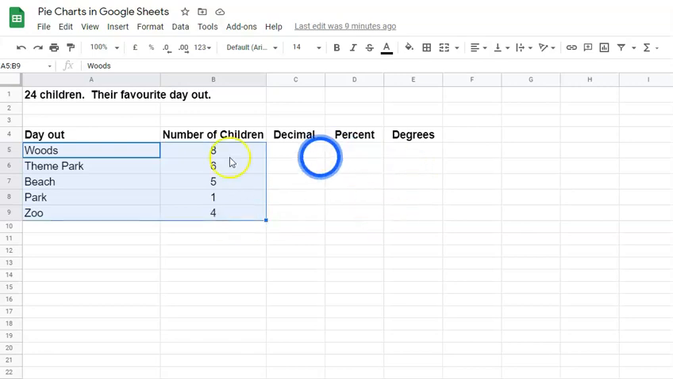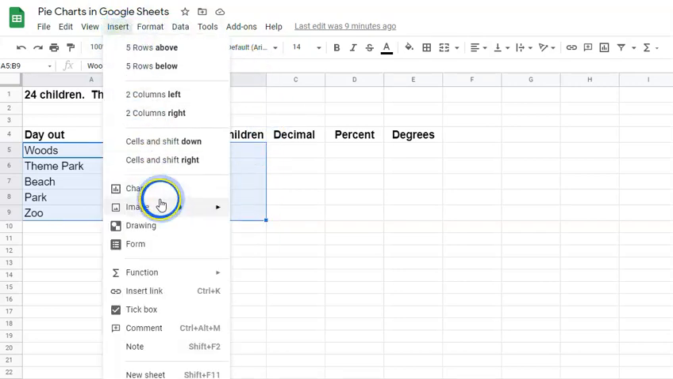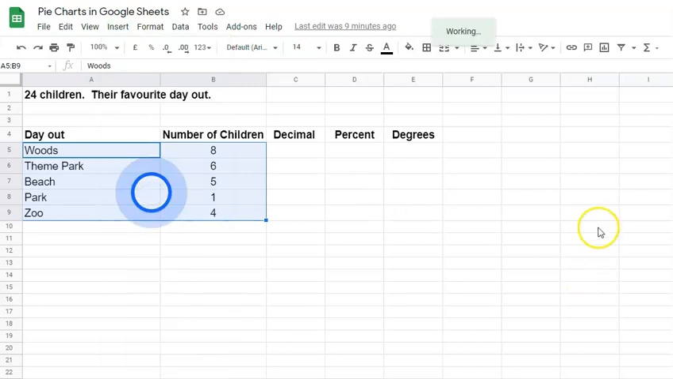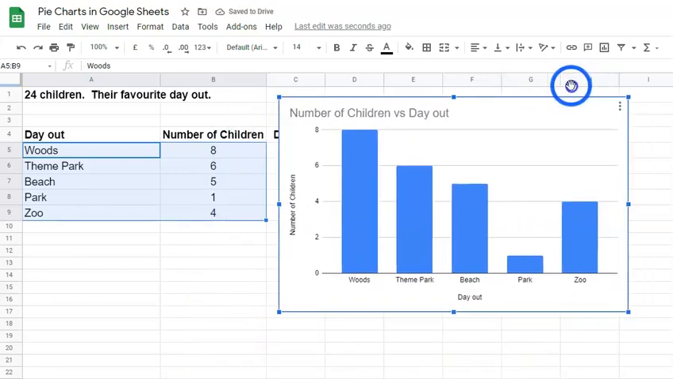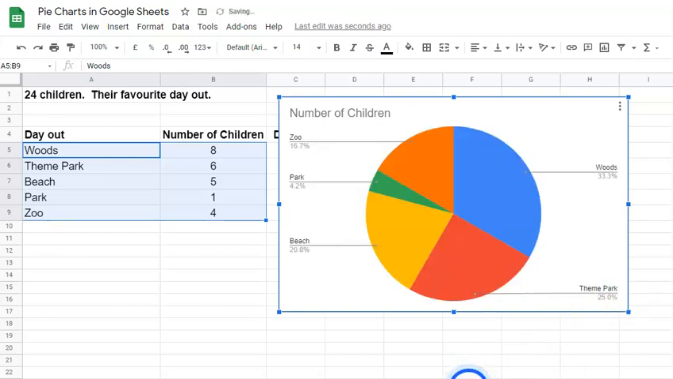So there are 5 things. There are a number of children for each of the 5 things, and we can simply say insert a chart. It may not come out as a pie chart, or it may do. Let's have a look. No, so it doesn't come out. In this case, it hasn't come out as default by a pie chart, but we can double click on that, customize it, and set up the pie chart like that.